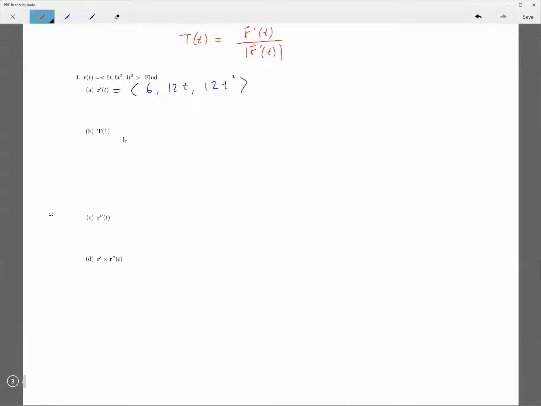So to find this, it's evaluated at 1. First thing we're going to do is evaluate the derivative at 1, which is going to be 6, 12, 12. Okay, and then we have to divide by the magnitude of this. So we calculate the magnitude of this vector.